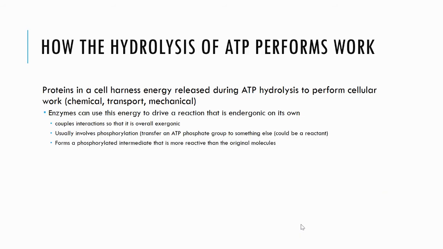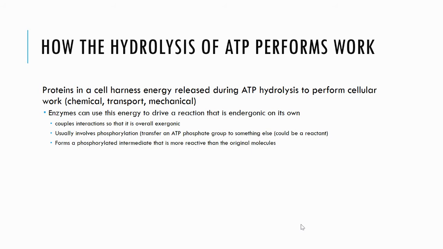Proteins in a cell can harness energy released during ATP hydrolysis to perform cellular work, which again would either be chemical, transport, or mechanical. Enzymes will use this energy to drive a reaction that is endergonic on its own. So the reactions are coupled so that it's overall an exergonic reaction with the coupling of the two.